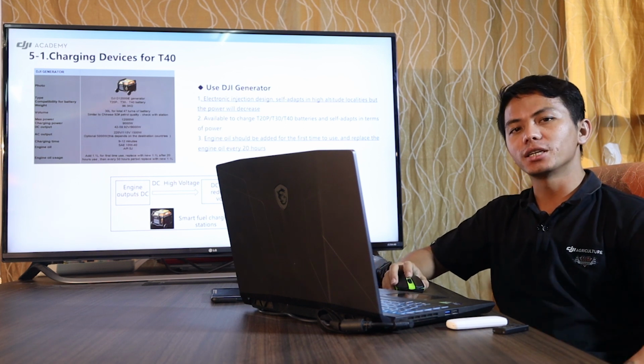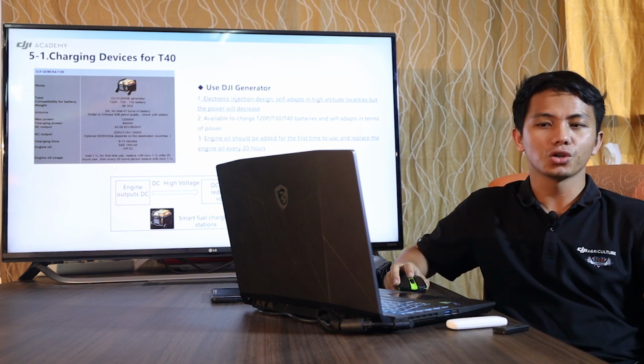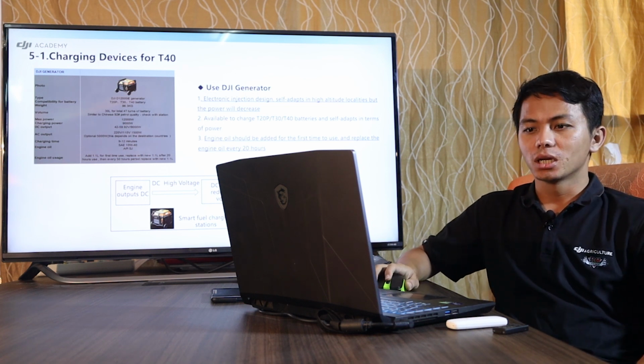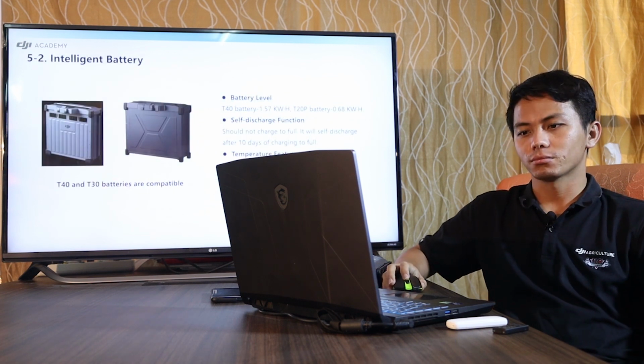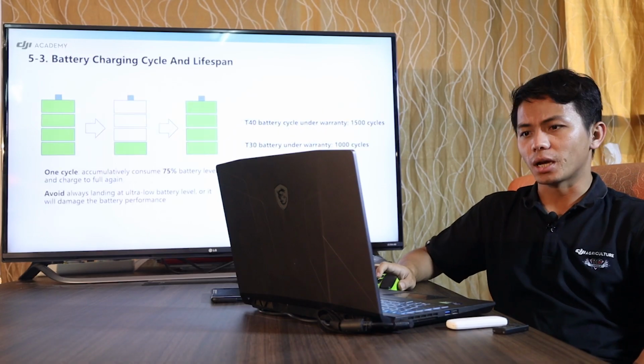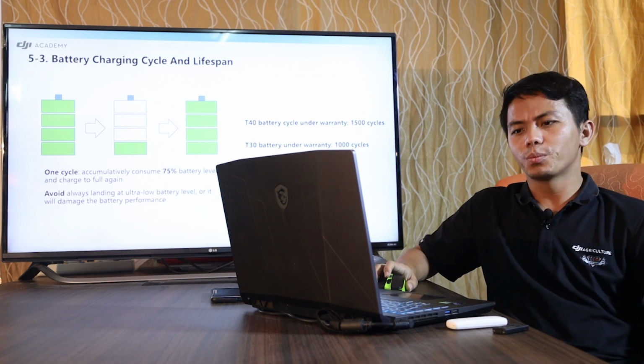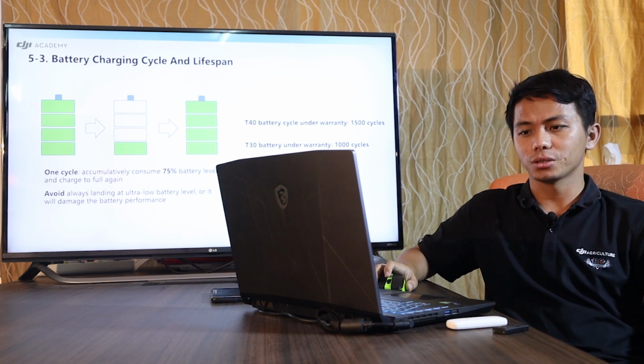We use DJI intelligent batteries, so higher capacity, and make sure you charge at suitable condition and charge full when you have no job for another 10 days or more. On the 10th day, it will automatically discharge to storage percentage, like 68%, things like that, to protect the battery from swelling and damage.